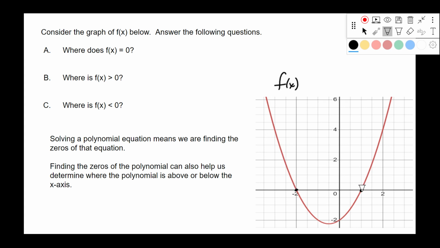We agree? So this is 1, right? Because it's 4 boxes to make 2. So this is 1, and that's negative 2. So at x equals 1 and x equals negative 2.